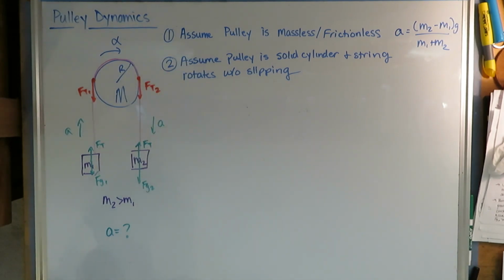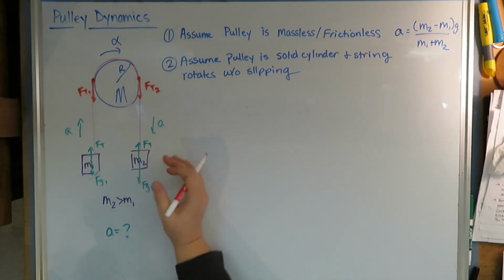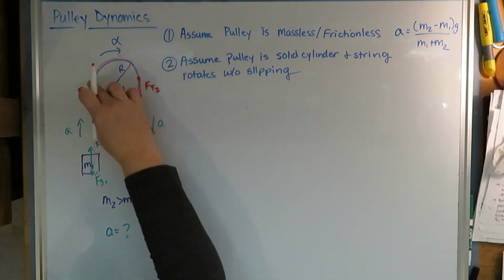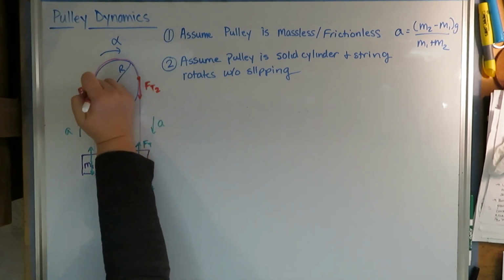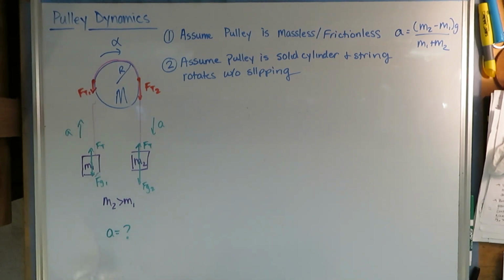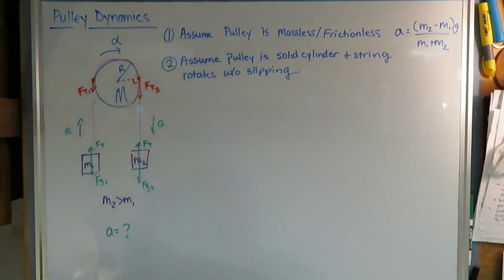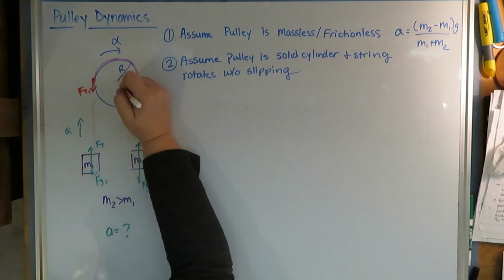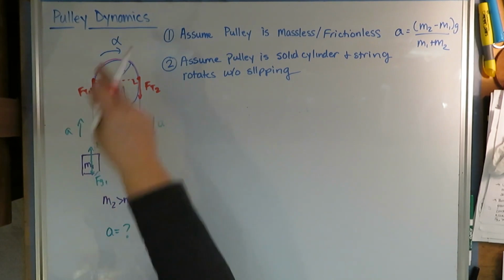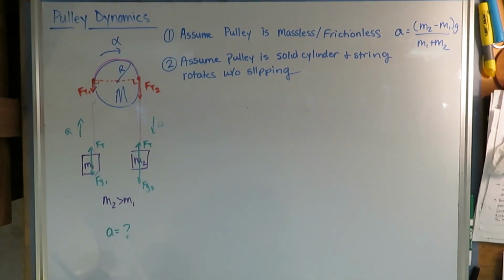And they actually have to be different tensions. Because I'm assuming that this thing's accelerating this way, tension 2 actually has to be larger than tension 1, because I need to have the torque due to tension 2 larger than the torque due to tension 1 in order to have an angular acceleration.